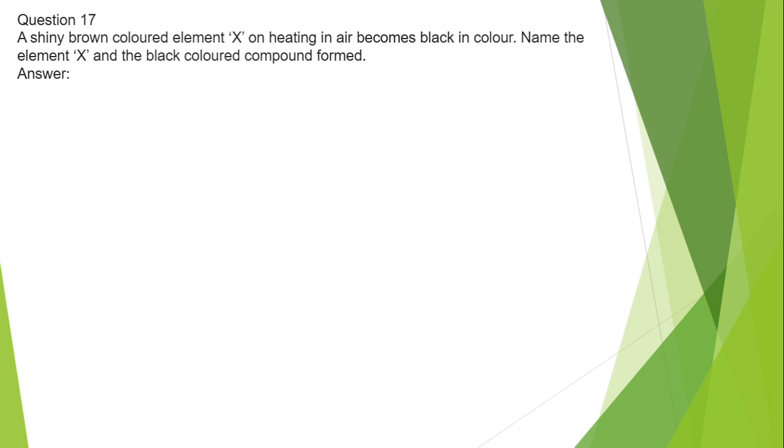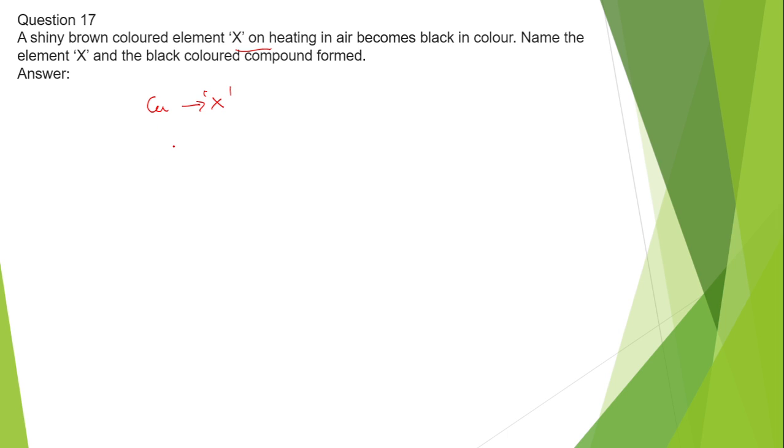Question number 17. A shiny brown colored element X on heating in air becomes black in color. Name the element X and the black colored compound formed. So you know already the element which is shiny brown in color, that is copper. X is copper.